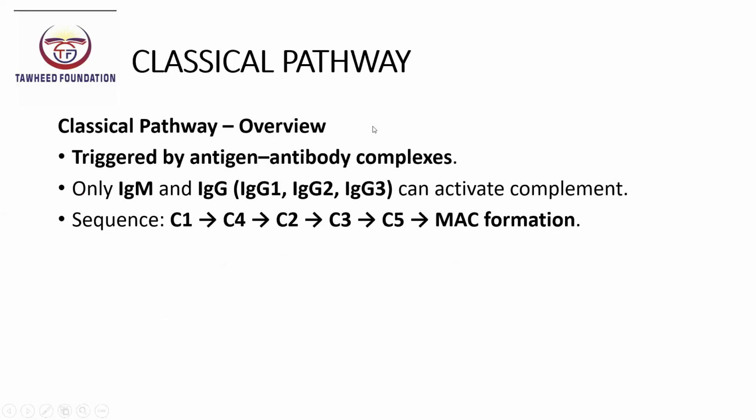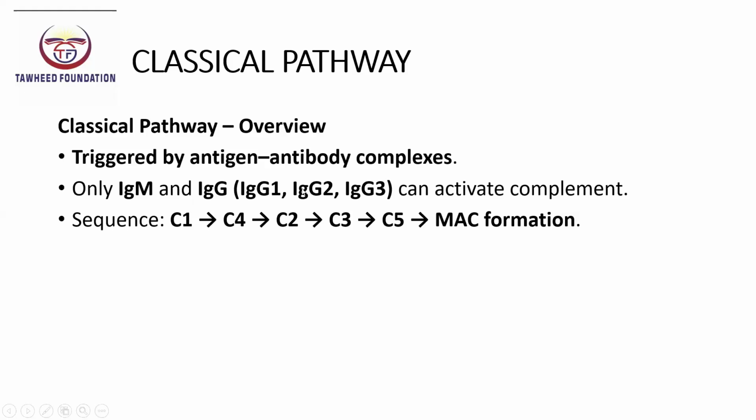Next is the classical pathway. The classical pathway is the best understood and the first discovered complement activation route. It is initiated by the formation of antigen-antibody complexes, meaning it depends on the adaptive immune system's antibody response. Only specific antibody classes, that is IgM, and certain subclasses of IgG, that is IgG1, IgG2, IgG3, are capable of activating complement via this route.